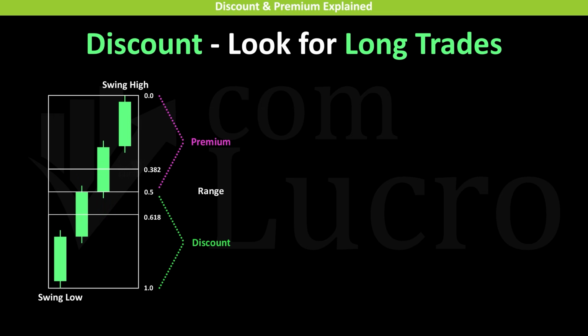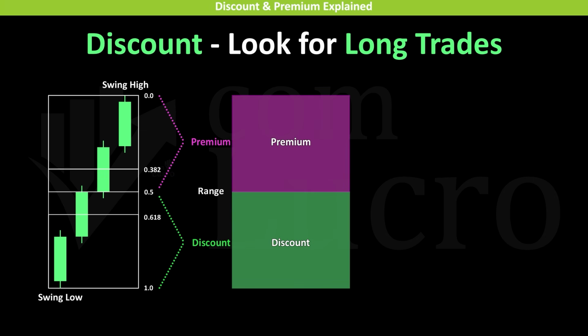Let us take the example of a range that forms from a swing low to a swing high. To define the premium and discount zones, we divide this range into 2 equal parts. The upper half of the range is always called the premium zone, while the lower half of the range is always called the discount zone.